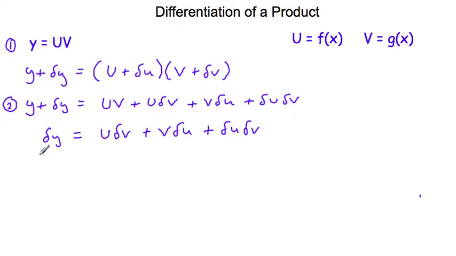So I get delta y over delta x is equal to, now u delta v divided by delta x, I just have to divide one of those factors by the delta x and we'll make it the delta v. So that becomes u delta v over delta x. The second term, I'll divide the delta u by delta x. And the third term, it doesn't really matter which one. Let's say we'll make it delta u divided by delta x. What I'm going to do now is let delta x tend to 0.